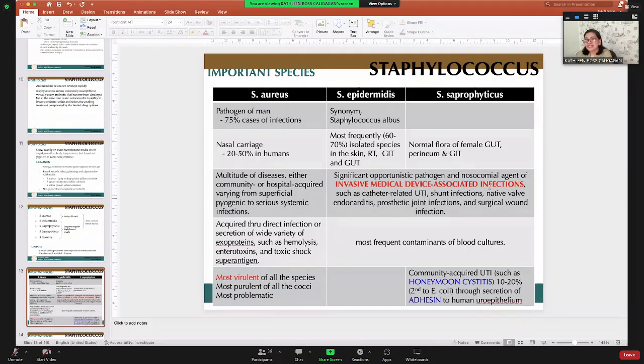associated with infection from medical devices, otherwise termed invasive medical device association, such as catheter-related UTI, shunt infection, native valve endocarditis, prosthetic joint infection, and other wound infection. Now, they are common nosocomial pathogens of infection from medical devices.